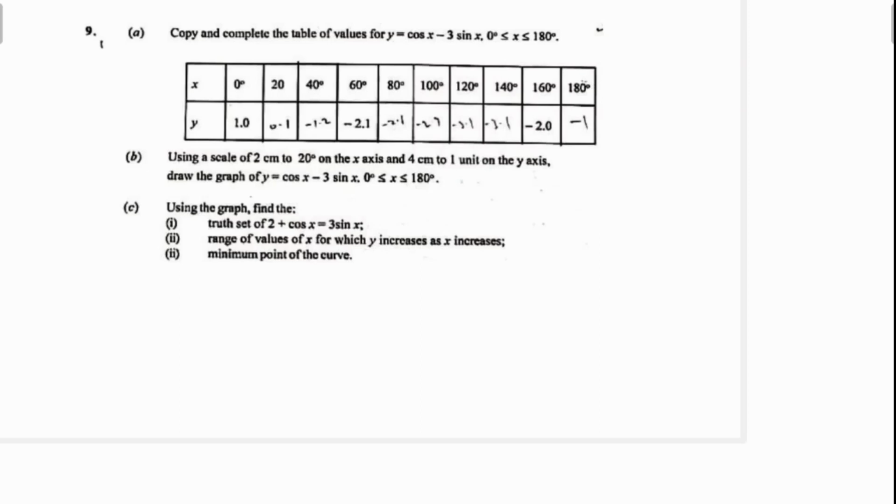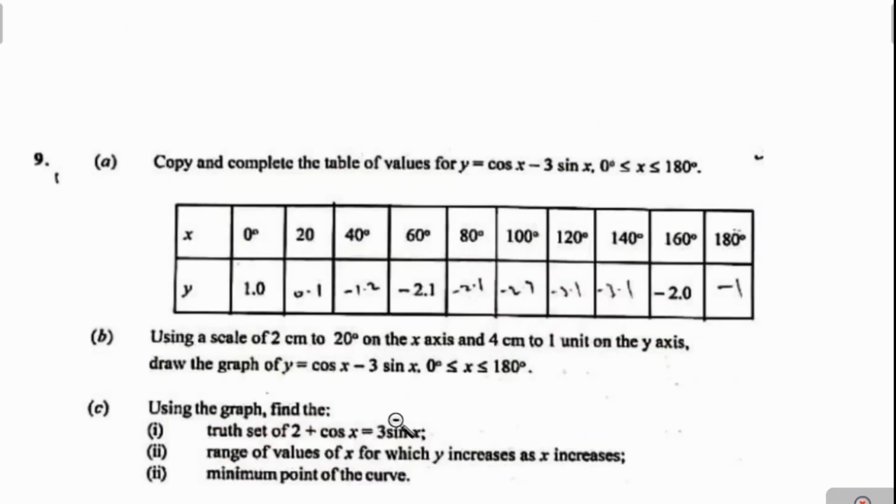Okay, so question 9 is a graph question that says copy and complete the table of values for y equals cos x minus 3 sine x, where 0 degrees is less than or equal to x less than or equal to 180 degrees, and we have the table there that we have to complete. The B part is using a scale of 2 centimeters to 20 units on the x-axis and 4 centimeters to 1 unit on the y-axis.